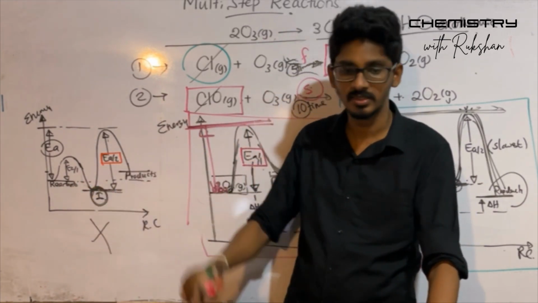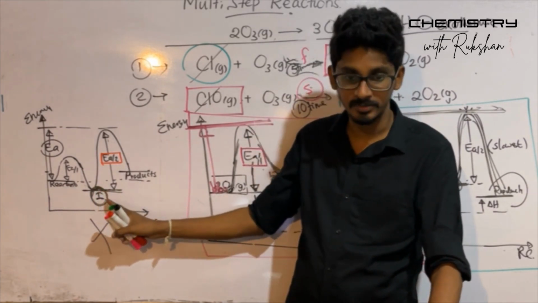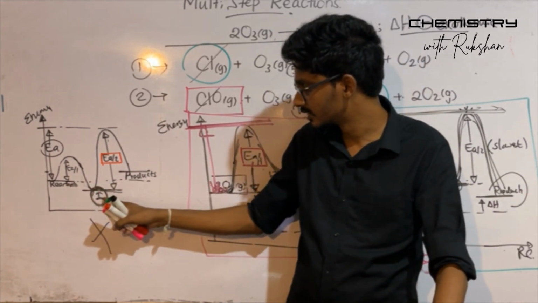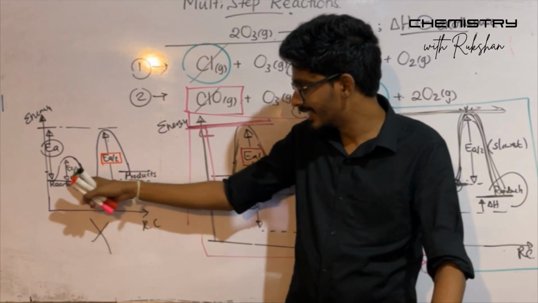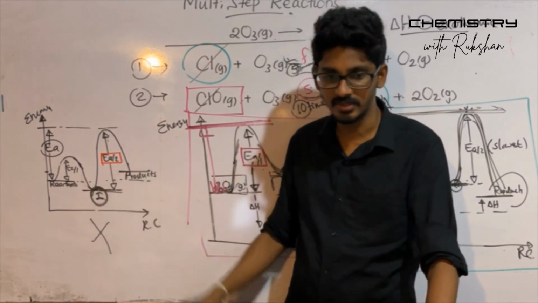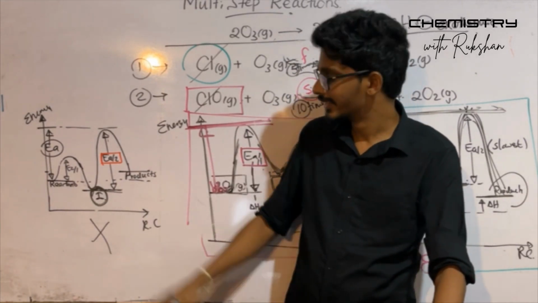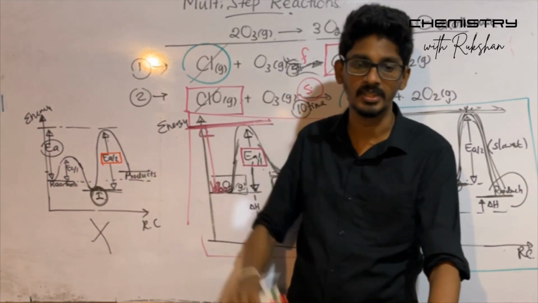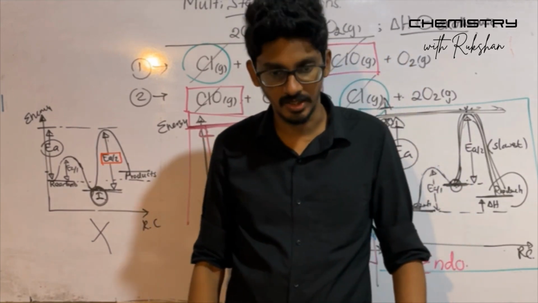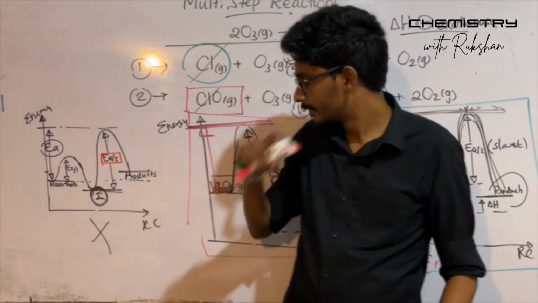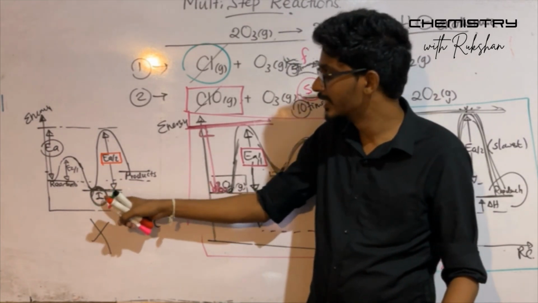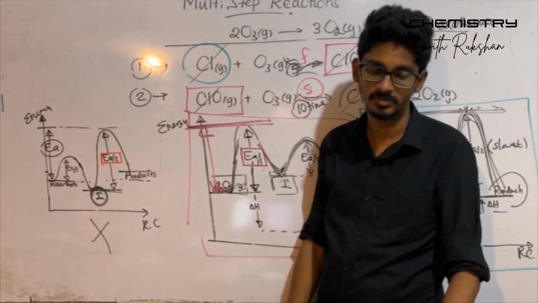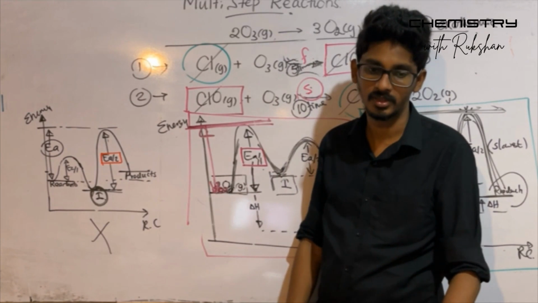It can't be like this. In this diagram, the energy of the intermediate state is less than the reactants and the products. That can't be. This kind of diagram says that intermediates are more stable than the reactants and products. That can't be. The lesser the energy, the more stable you are. That is the problem with this diagram. You can't draw this kind of diagram.